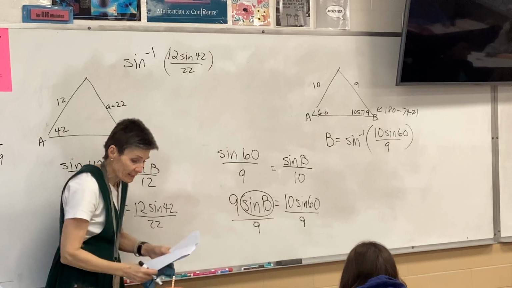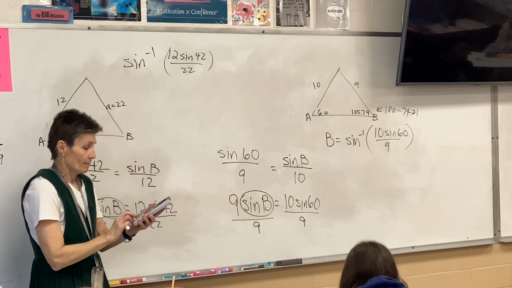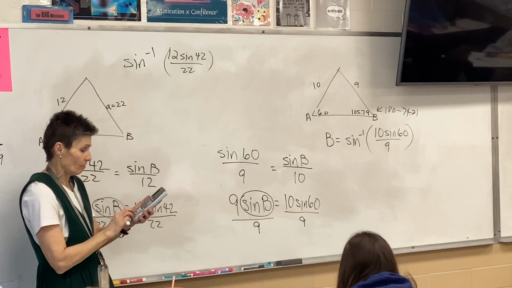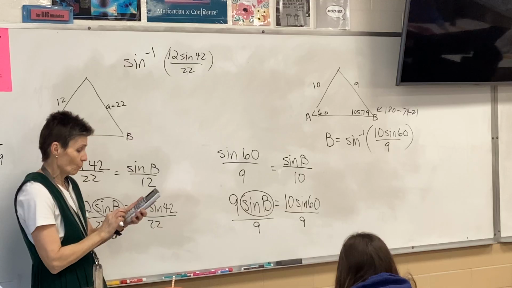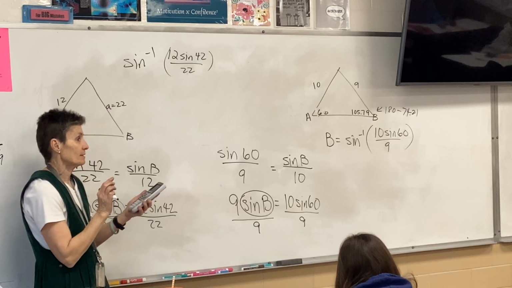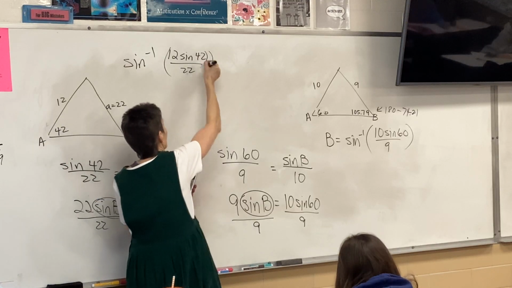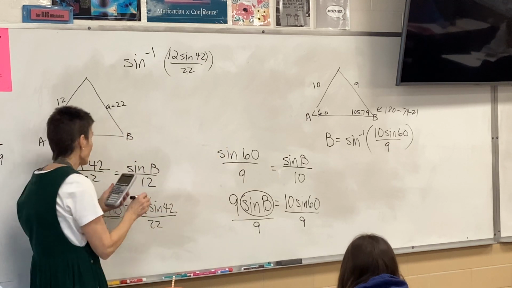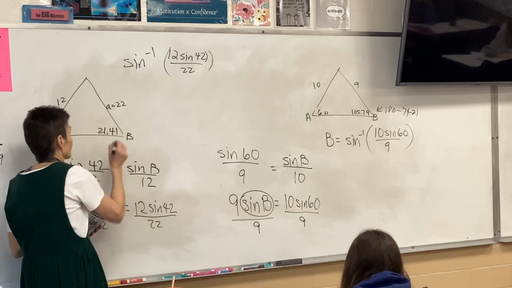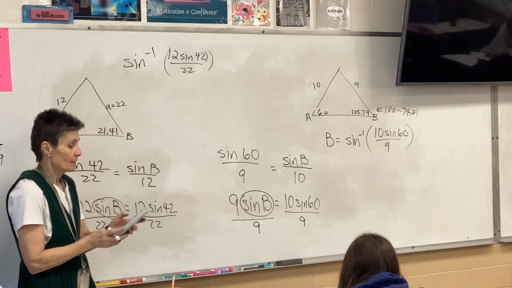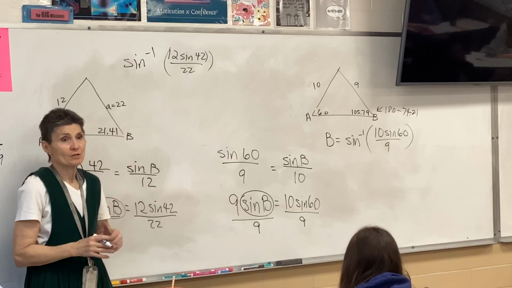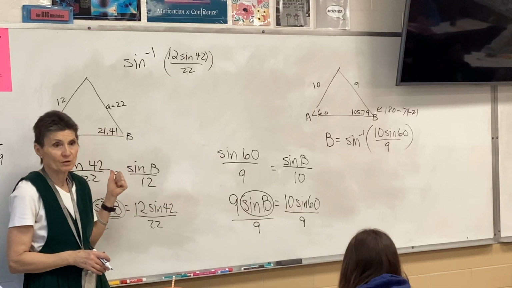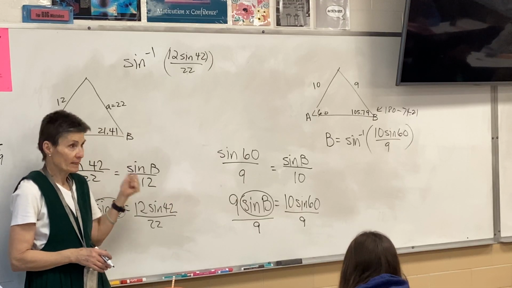Now, when I type that in, and I want everybody to do it, because sometimes we don't put parentheses where we need them and things get all messed up. 12 sine 42, close the parentheses after the angle, always, you're going to close that. Divided by 22. I got 21.41. Anybody else? Okay, now the minute you get an answer, remember your choices, 0, 1, or 2? Well, it's not 0 because you got an answer.